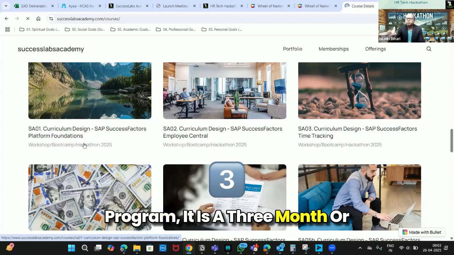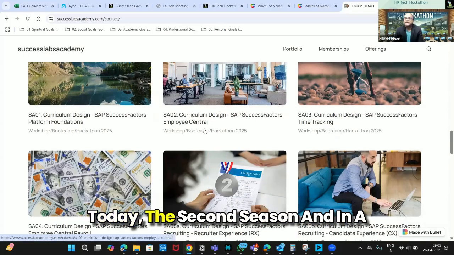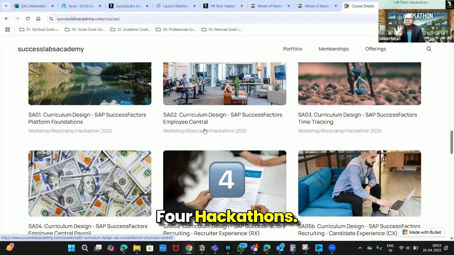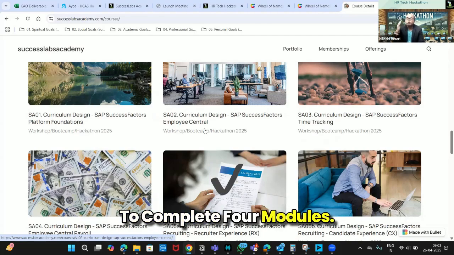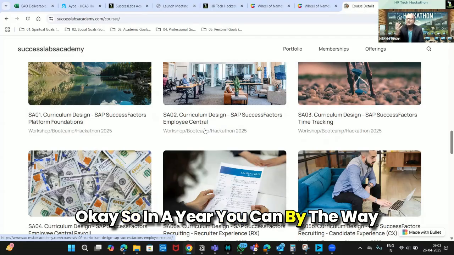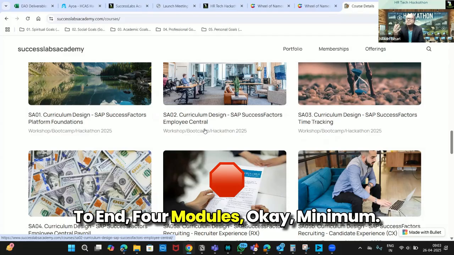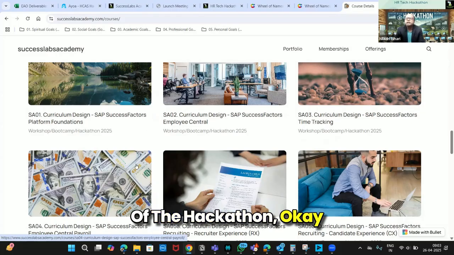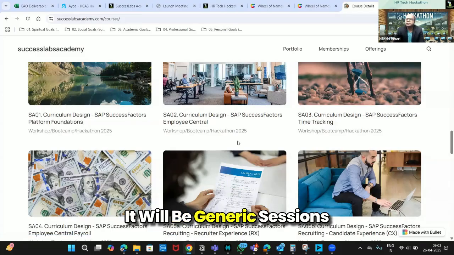It is a 3-month, or 90-day, program, and we are starting the second season today. In a particular year you will have 4 hackathons, which means you have an opportunity to complete 4 modules. So in a year you can learn, implement and digest 4 modules end-to-end, at minimum, if you follow the pace of the hackathon. It can be any course, it is not limited to any course. These will be generic sessions.